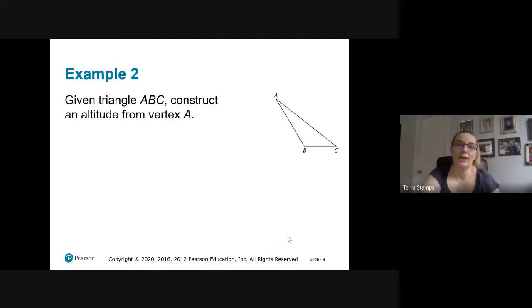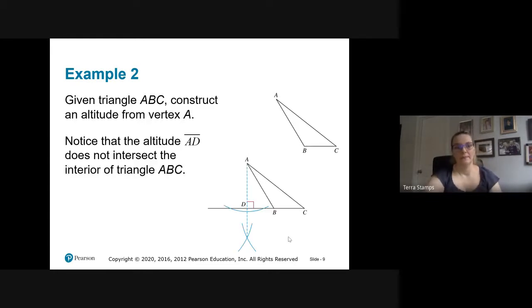All right, given triangle ABC, let's construct an altitude from vertex A. Now this one we're definitely going to have to extend BC because it's an obtuse triangle. So our altitude is going to be outside of the triangle. So we're going to have to first take a straight edge. Don't do this by hand. Don't eyeball it. This is a construction. Use a ruler, straight edge, something like that, and a compass. Do not eyeball it. Okay? I can tell the difference.